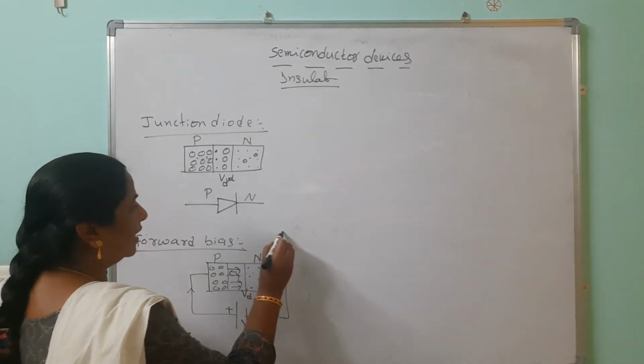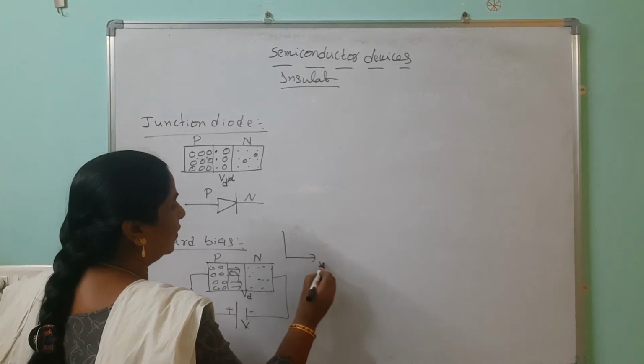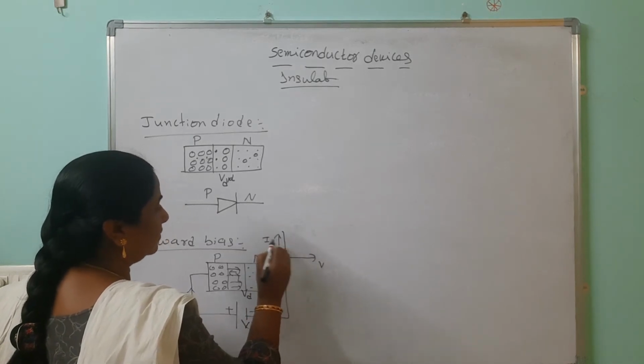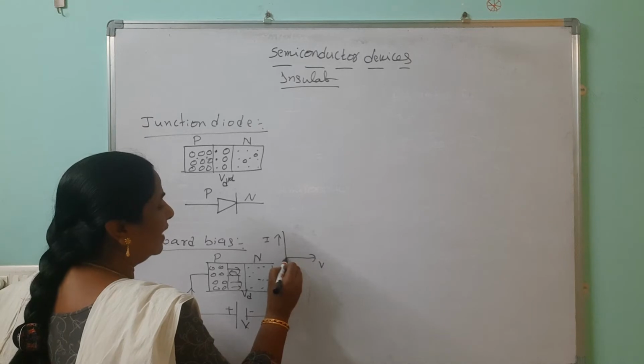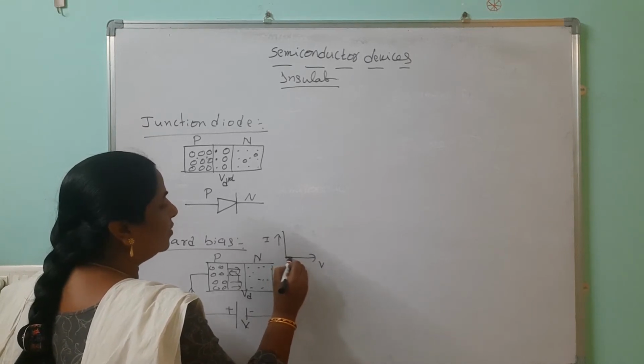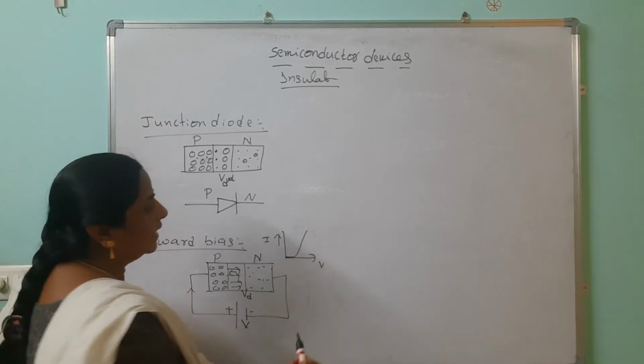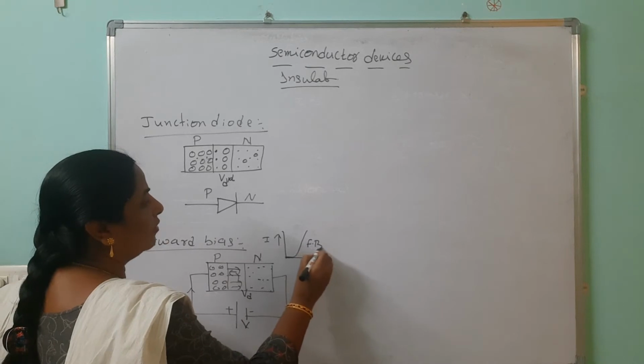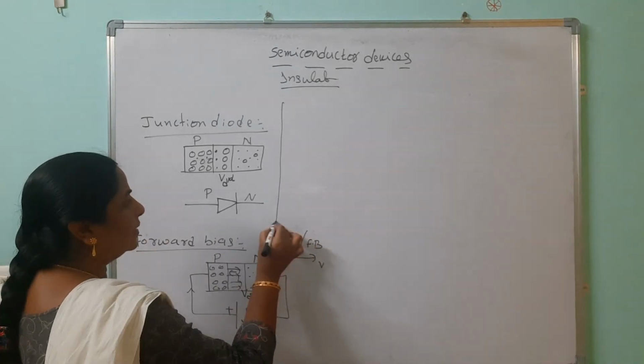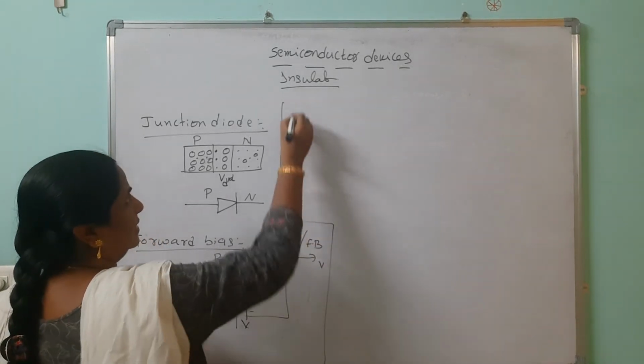When we draw the graph here, this is the potential and this is the current. In the beginning we give 0 volt, 0.1, 0.2 like that. At that time there is no flow of current. Whenever we overcome the barrier, the current increases like this. This is called forward bias. Then we are going to discuss reverse bias.